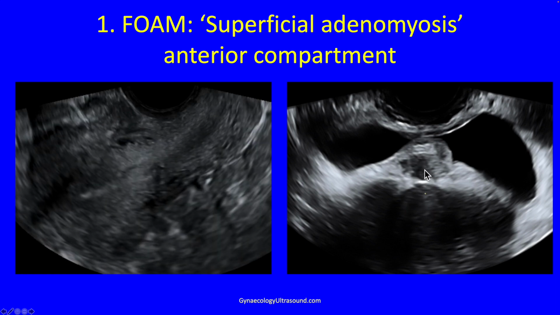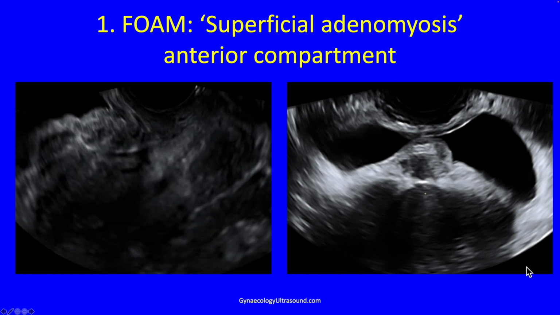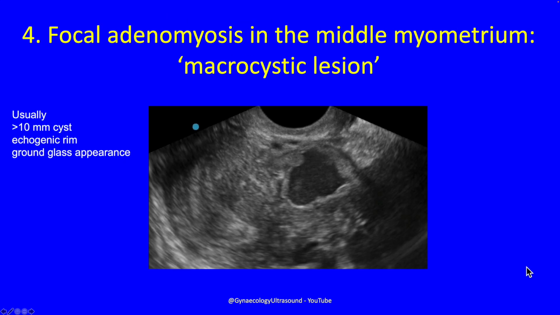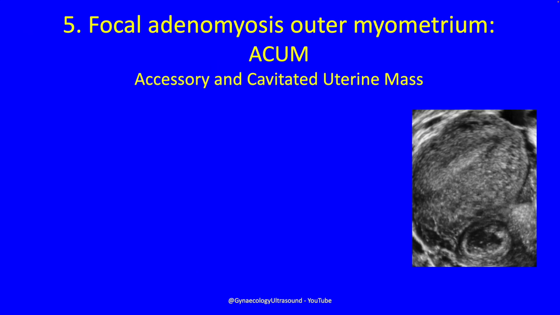So this is adenomyosis, and it's superficial. It's this condition called FOAM: focal adenomyosis in the middle myometrium, this macrocystic lesion, that's what this is. This is a retroverted uterus, and here you can see this big hemorrhagic cyst with a very brightly echogenic outline. It was really big, 35 millimeters, and this was in combination with severe endometriosis.